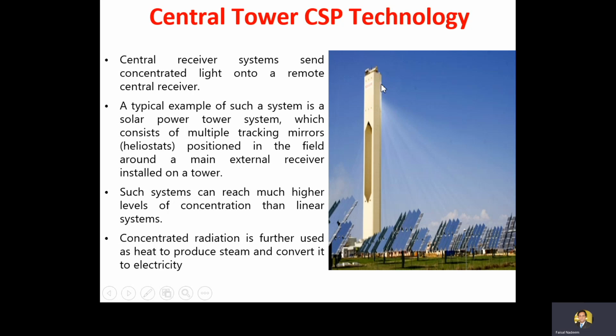So the central tower system is a good example for a central receiving system, and it basically consists of mirrors positioned around the tower. These mirrors, or reflectors, are generally named heliostats.